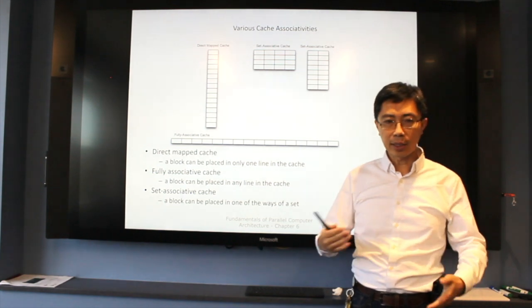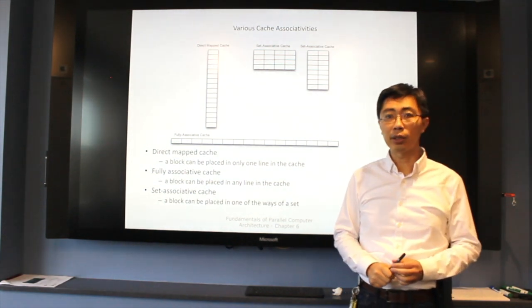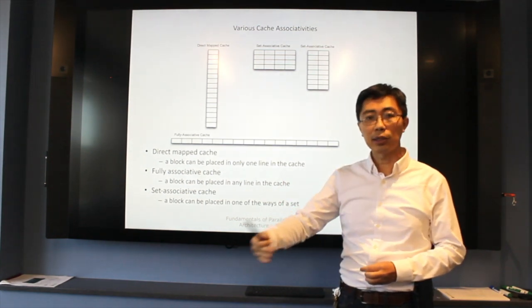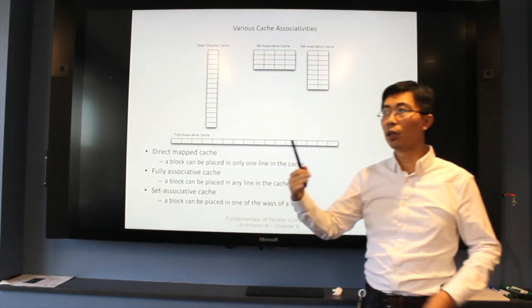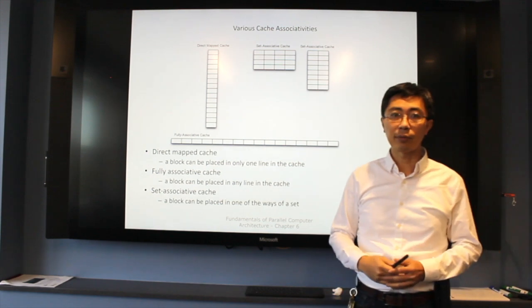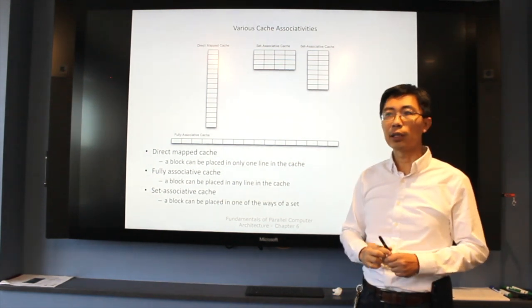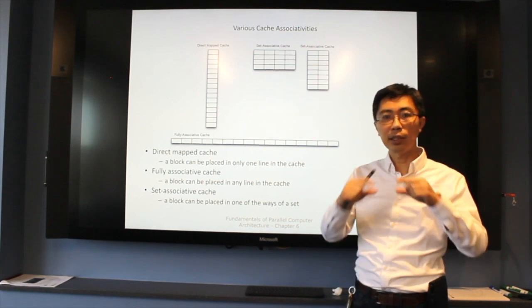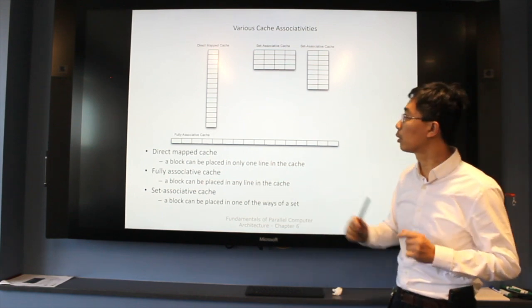One constraint that cache designers came up with early on is the following, and this is related to the placement policy. When you bring a block from memory, the constraint is that you can only place that block in one set of the cache, essentially one row, one set.